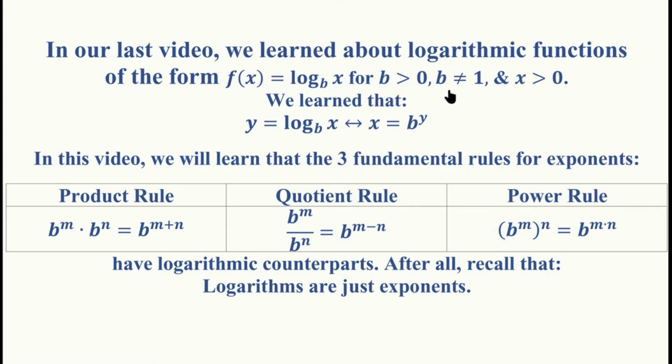Base has to be positive and not 1, and also we had an extra requirement that the argument of the logarithm, here known as x, in this case should be positive as well. So the main relationship that defined logarithms for us was this biconditional, that y equals log base b of x if and only if x equals b to the y.